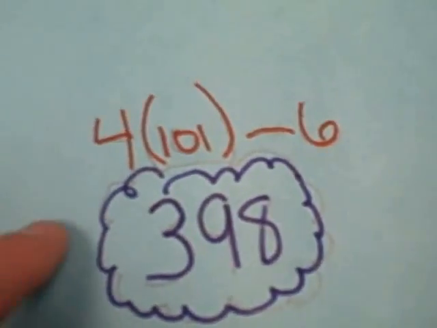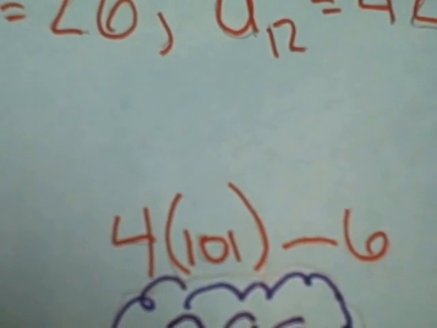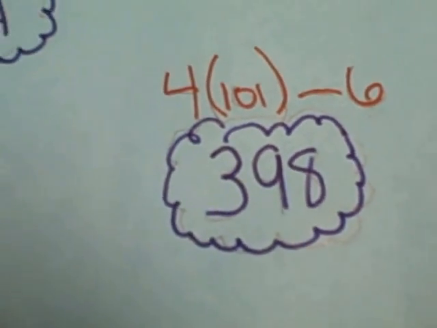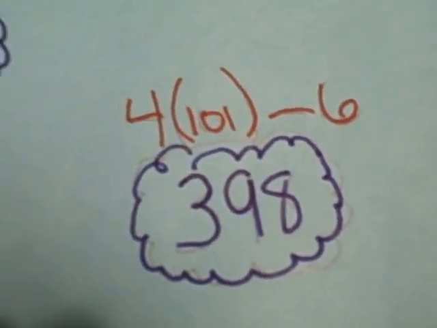And to find the 101st term, you would take 4, which is our common difference, times the number of terms, which is 101, minus 6, which would give you 398. And that's how you find the 101st term.